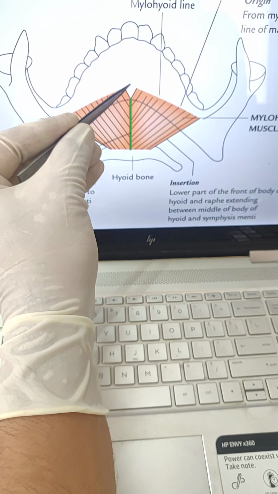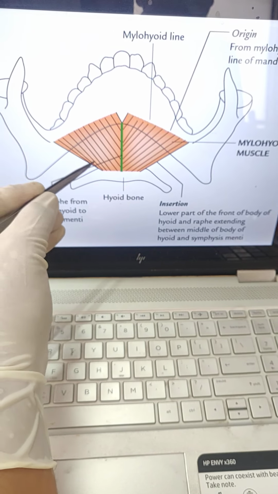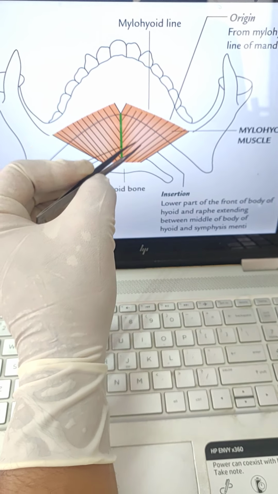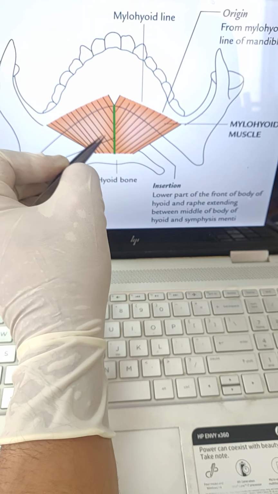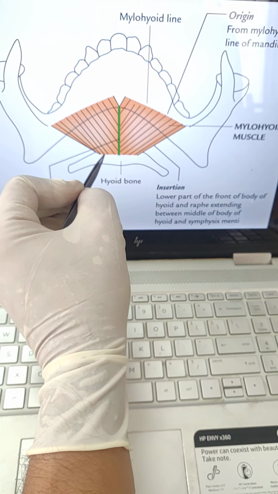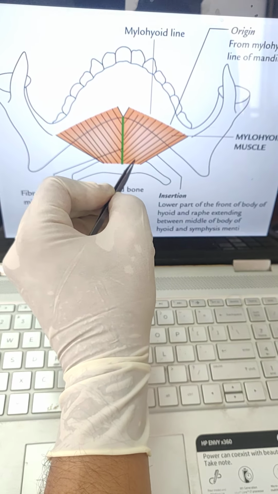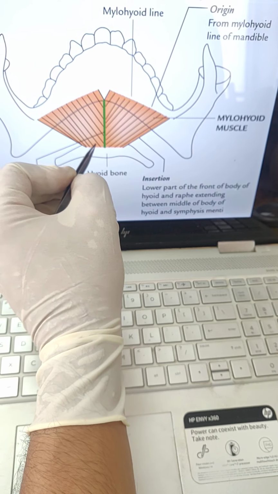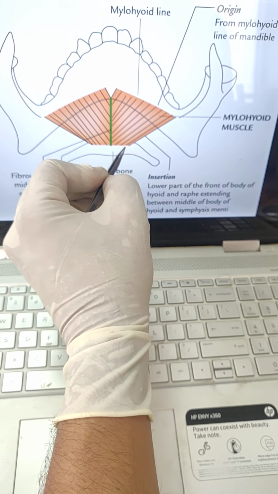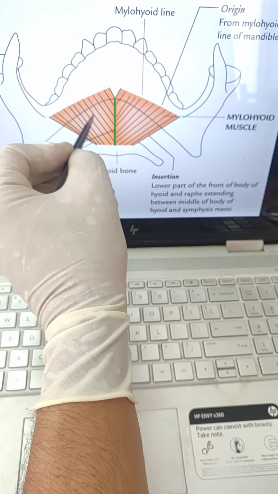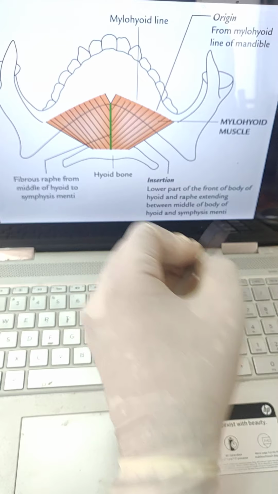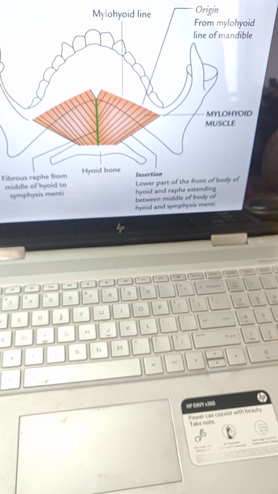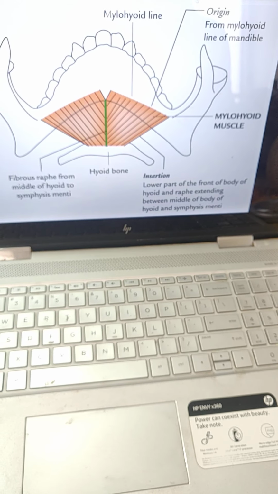Here you can see this is the mylohyoid line. It is the origin of the mylohyoid muscle, and the fibers go downwards and backward, and are inserted into the body of the hyoid bone. The most posterior fibers are inserted on the body of the hyoid bone, while the anterior and middle fibers interdigitate and make the fibrous raphe, and it makes the floor of the mouth, called the diaphragma oris.